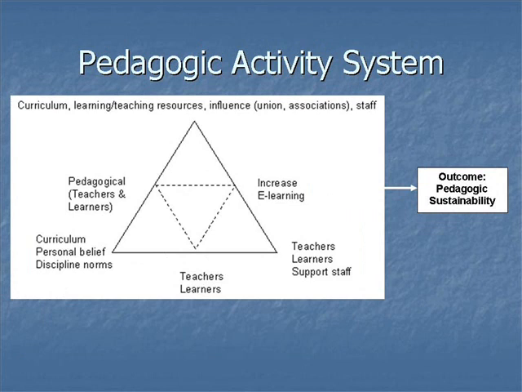From the point of view of the pedagogic activity system, the outcome is pedagogic sustainability. The tools include things like curriculum, learning and teaching resources. The rules that are at play here are sometimes quite explicit. Rules that are to do with curriculum, rules that are to do with external accreditation, but there are also a set of implicit rules, and they are things like discipline norms. And as individuals, we also have a set of personal beliefs about what constitutes good teaching.